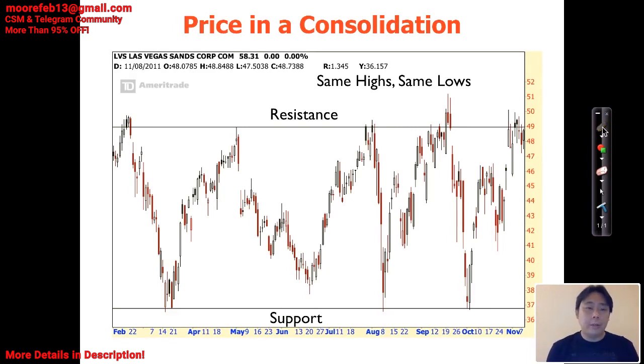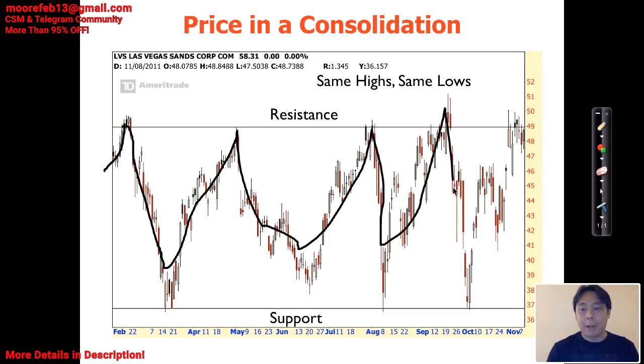For example, over here, you can see that price is attempting to go up, and what happens? The moment it hits $49, it reverses down. And it attempts to go up again, hits that same price level or similar to that level, that area, and price reverses back down again. Goes up again, boom, comes down again. Goes up again, boom, comes down again.